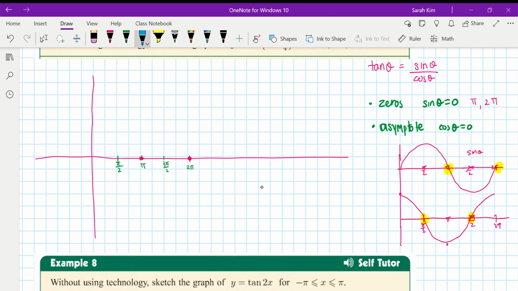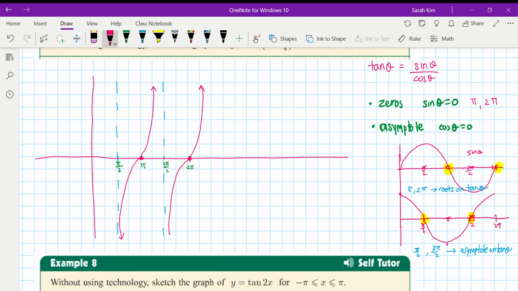So maybe I'll write a little blurb as well. Pi, 2 pi become roots on tan theta, pi over 2, 3 pi over 2 become asymptotes on tan theta. Alright, so these are my asymptotes. And there we go. So if I want to draw my tan theta graph, it'll look something like this. Alright, I draw my arrowheads. Something like this.